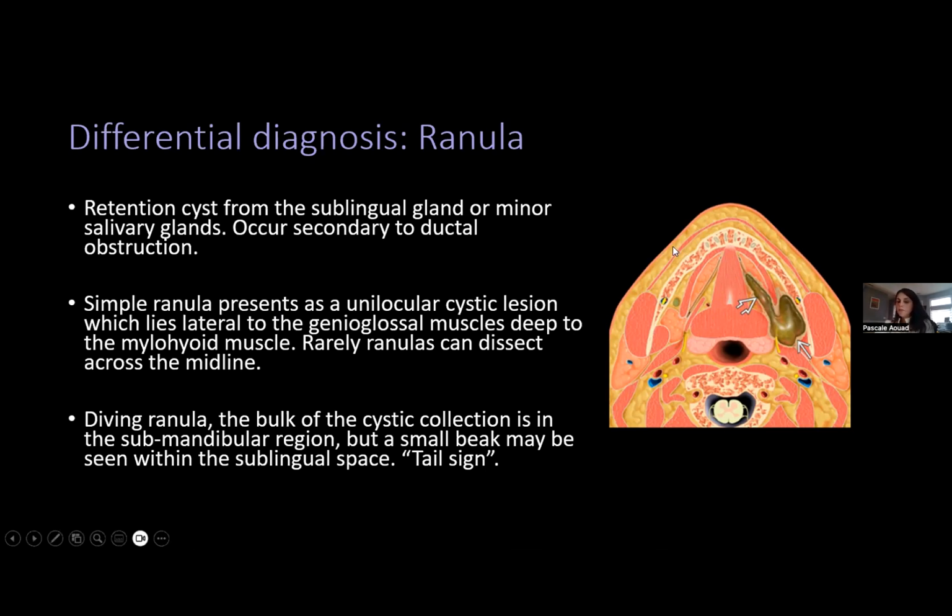In diving ranula, the bulk of the mass itself is mainly in the submandibular region, so it can be inferior to the mylohyoid muscle. But one thing to look at in these cases, which can be helpful to differentiate ranula from other lesions in the submandibular space, is the presence of a small beak that will extend to the sublingual region, given that it arises from the sublingual region. And this is called the tail sign.